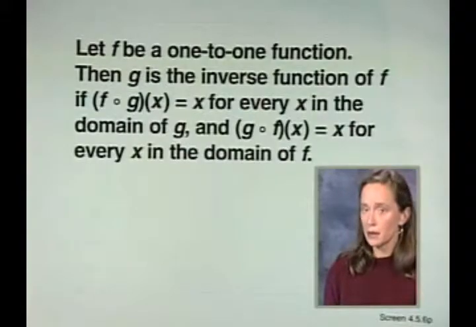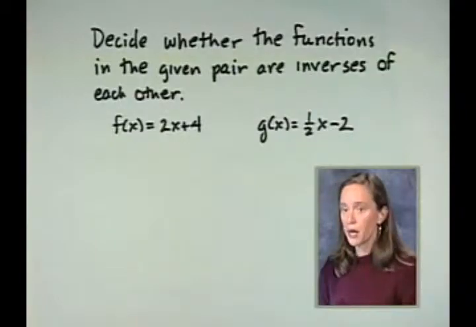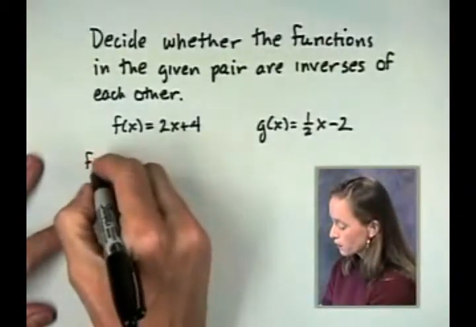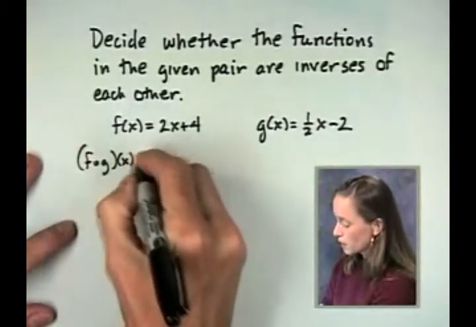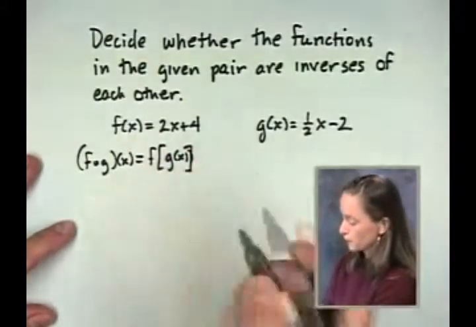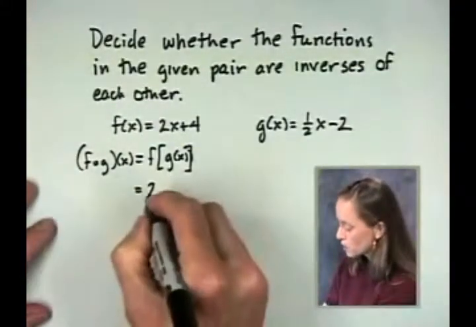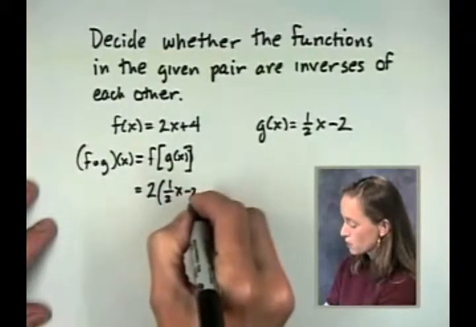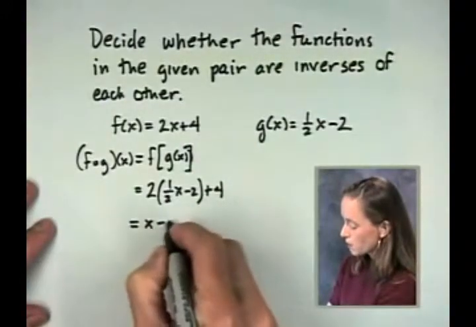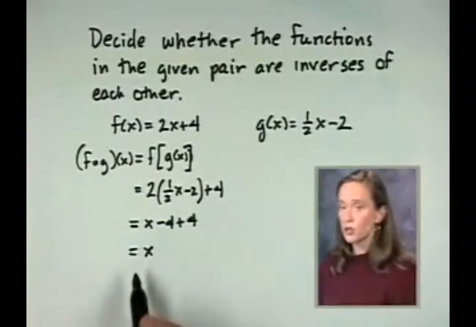Let me use this statement in this example. What we're going to do is decide whether the functions in the given pair are inverses of each other. According to the rule, I need to find f composed with g of x. That means take f and put into it function g. In this particular case, where the x is, I'm going to put 1/2 x minus 2. 2 times 1/2 x minus 2, then plus 4. Distribute the 2 to get x minus 4 plus 4. The 4's add to 0, and I get x, which is part of what I needed.